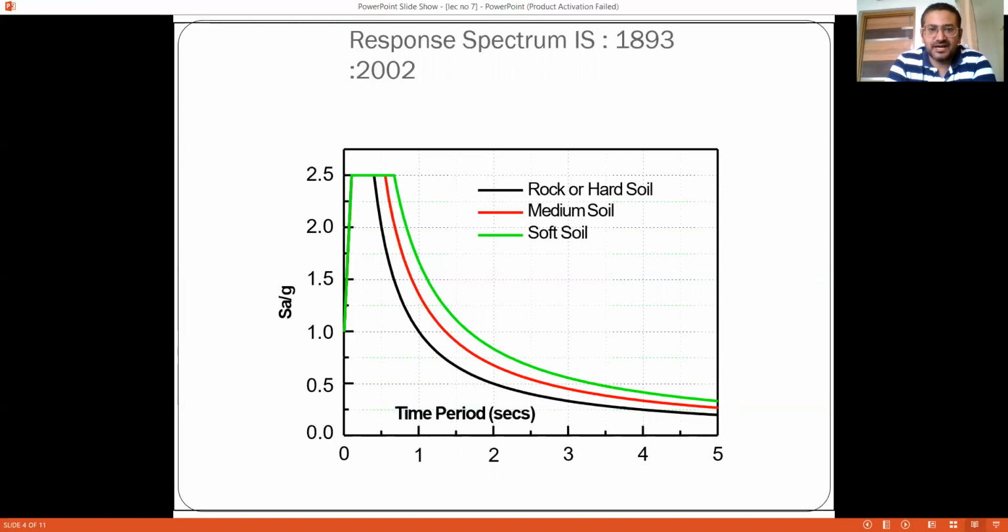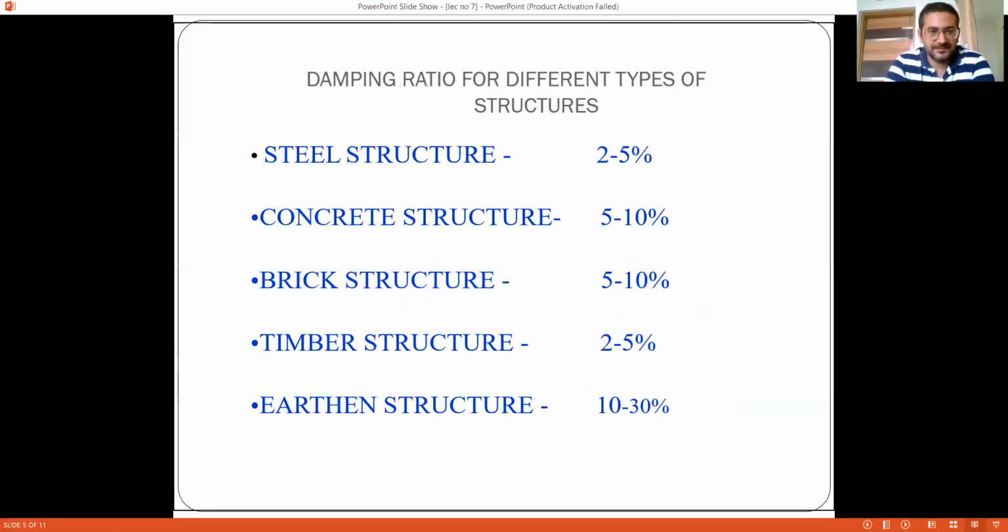And as you can see, depending upon the type of the soil, the behavior of the structure is going to vary, because based on the amount of force that is transferred to the structure, it undergoes displacement and maximum response values are obtained, right? So that is why three different curves are drawn. First is for the rocky soil, second is for the medium soil, and third is for the soft soil, right?